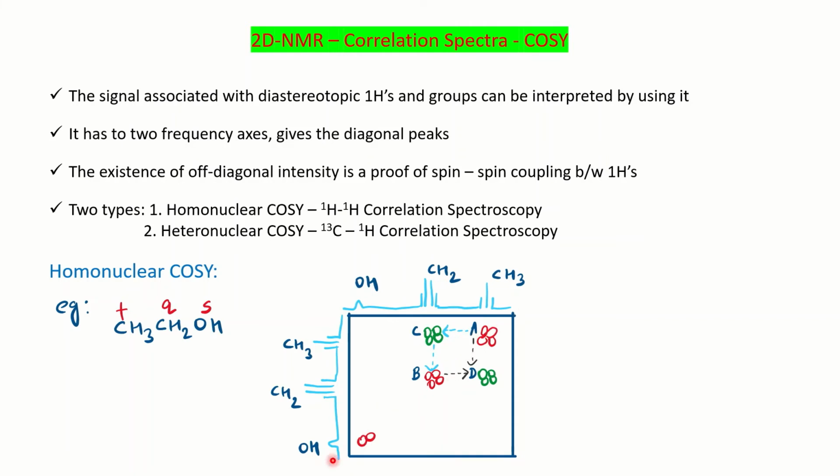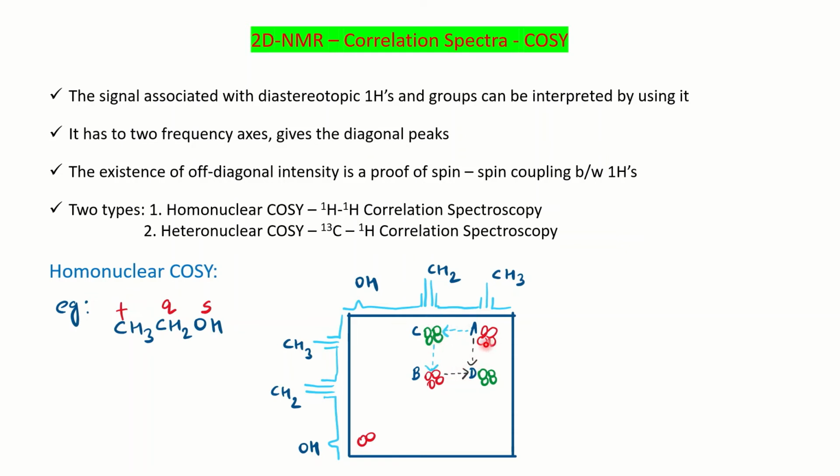Now you can notice you have diagonal peaks with respect to each signal: for CH3, below your CH2, and below your OH. Along the diagonal you have some area here, and with respect to this diagonal axis you have off-diagonal cross peaks, which are called contours. Then you can see one contour C below CH2 and one contour D just below the triplet CH3.